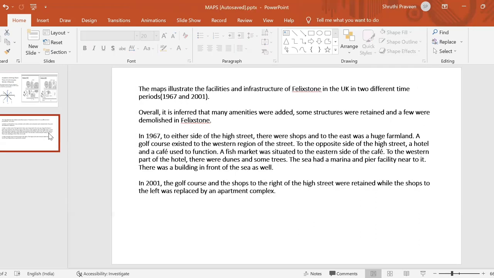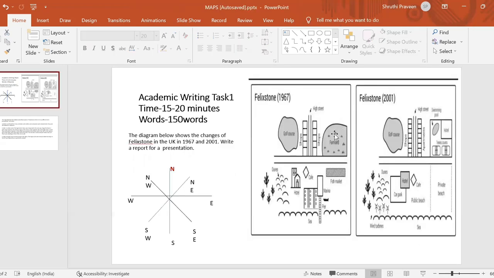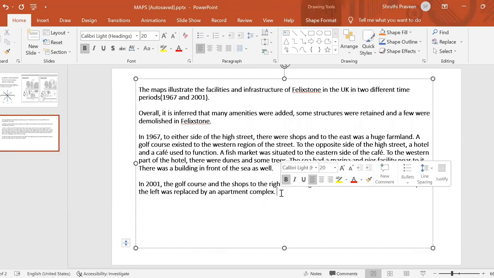Okay. Now, what are other changes? The farmland was completely removed. And what happened in its place? Some sports amenities like tennis courts, a swimming pool, and a hotel were accommodated, right? Okay. So that is going to be my next point.